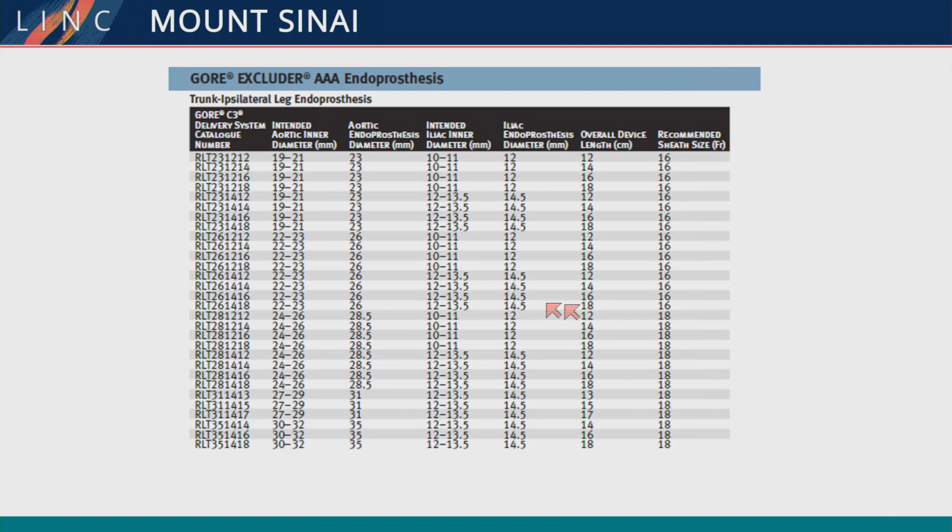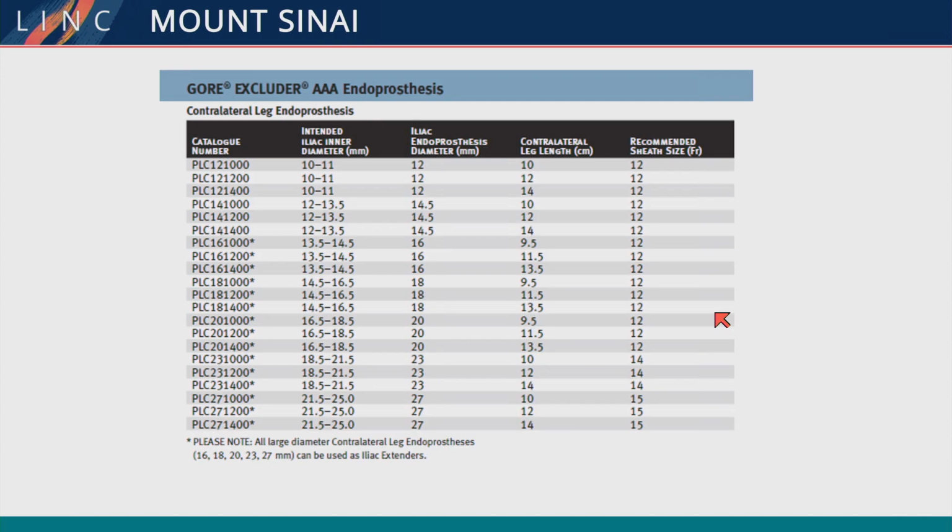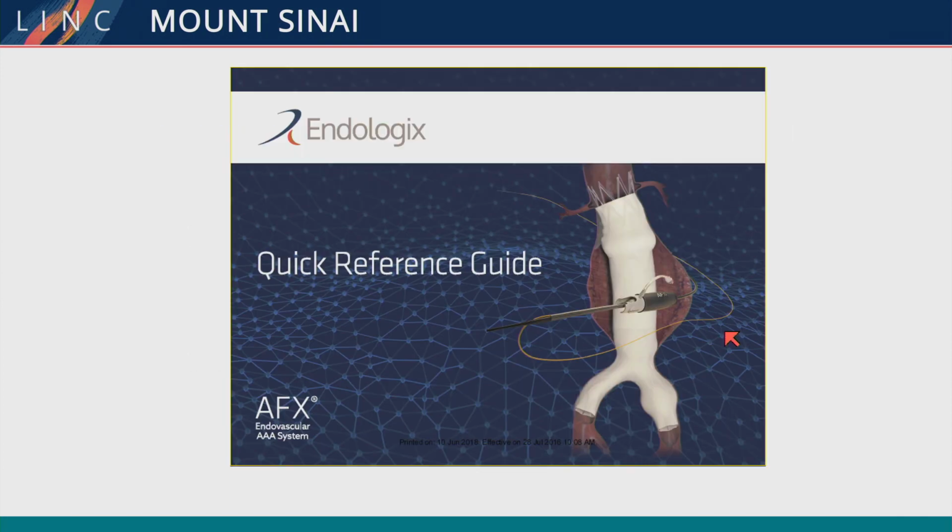This is the Gore. Again, devices anywhere from 23 millimeters to 35 millimeters, being able to accommodate neck diameters anywhere from 19 to 32. And then again, you're going to use the sizing charts, determine your diameters, determine your lengths, and then make sure that the French size is compliant with the access vessels.